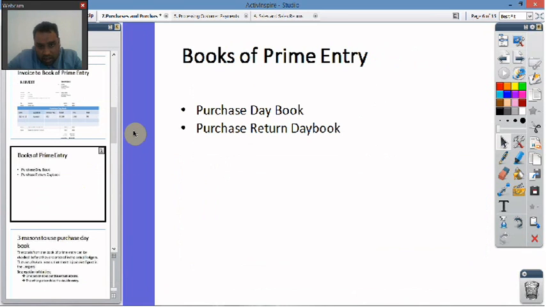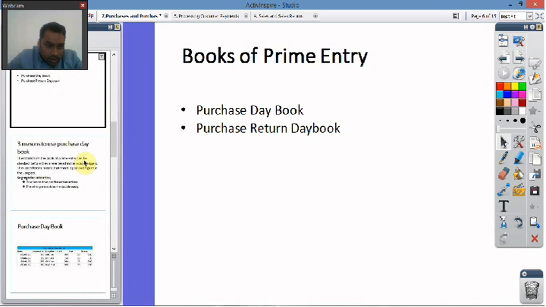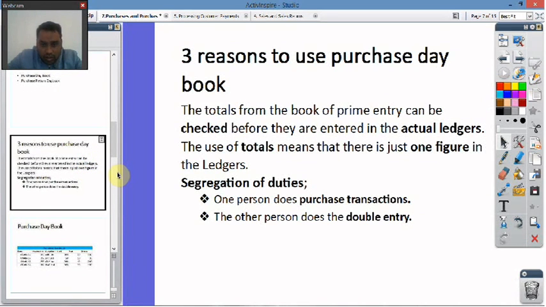Books of prime entry: you've got the purchases daybook and then the purchases returns daybook. These are the books of prime entry for purchases. Reasons for using the purchases daybook: the purchases daybook is basically a list of all the invoices that you receive from your suppliers. Someone takes a list of all of these, and then another person would normally enter them into a double entry system. The reason for this is that the person entering them into the double entry system can check them before they're entered, so that no errors are carried forward.